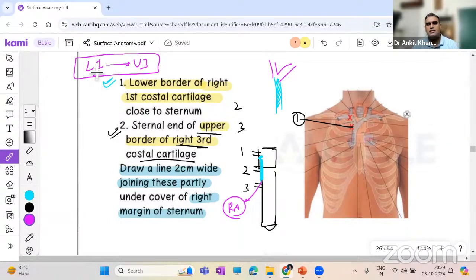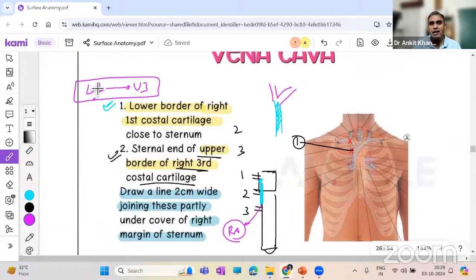You can remember that as a pattern for memorizing. Just remember L1U3, lower first and upper third. Lower first means lower part of first costal cartilage and upper part of third costal cartilage. L1U3 will be your this. That's to remember where the SVC lies. Above it lies the brachiocephalic, and below this will lie the right border of the heart, that is the right atrium. Simple as that. Draw a line 2 centimeter wide joining these.